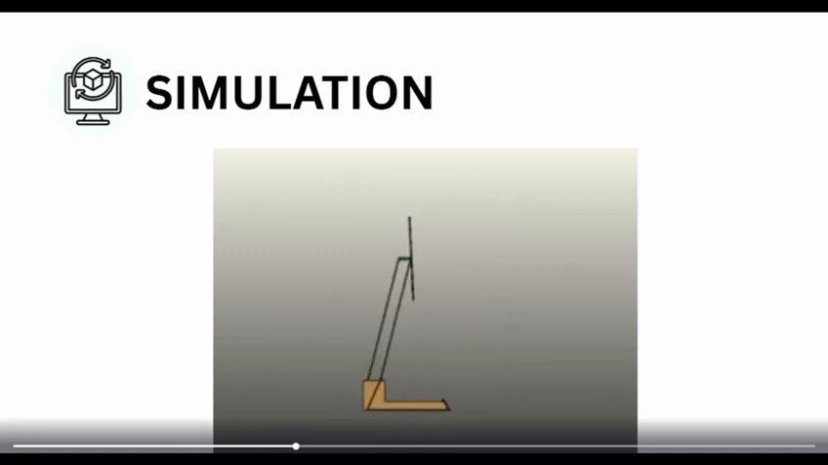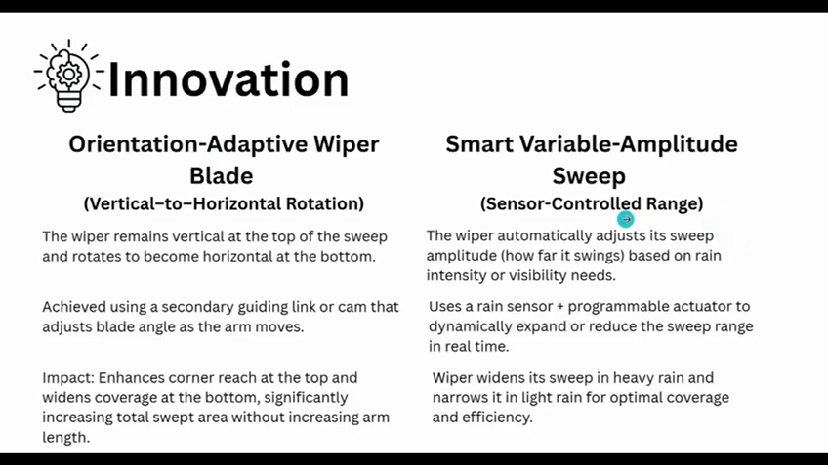Next, we move on to the innovation slide. Beyond our core synthesis, we also explored two potential innovations. First, an orientation adaptive wiper blade. The concept is for the wiper to rotate, becoming horizontal at the bottom of its path. This could be done with a secondary link or cam, enhancing corner reach and widening coverage without needing a longer arm.